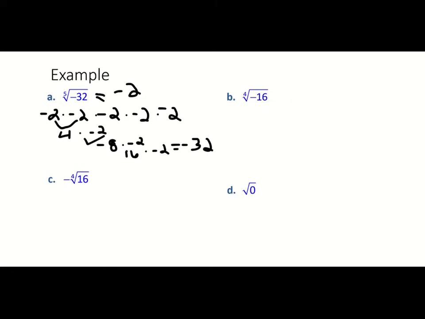And we could do that because our index was odd. It was a 5. Here, they want the 4th root of negative 16. Our index is even. So what's the one rule if you have an even index? The answer is not a real number. It would be when we get into complex numbers or imaginary numbers. So this answer would be not a real number.